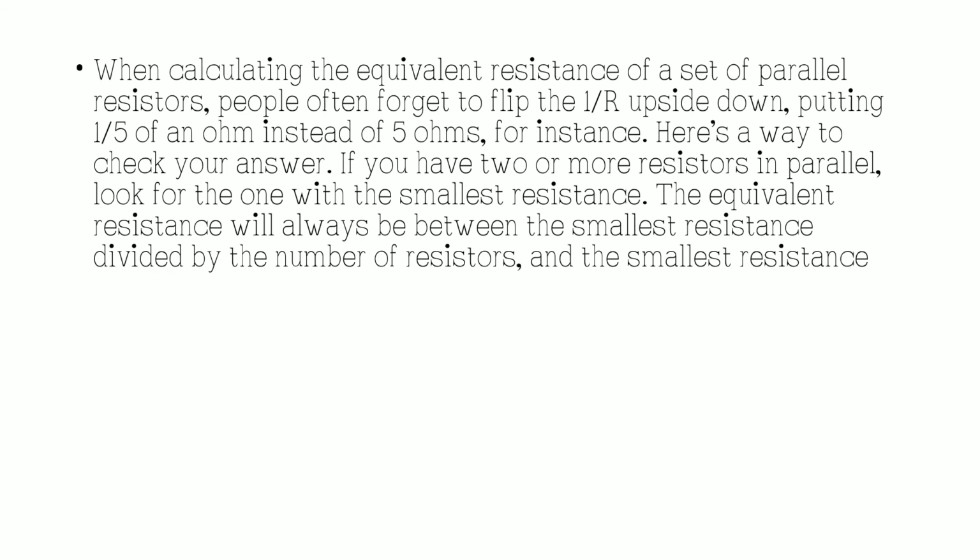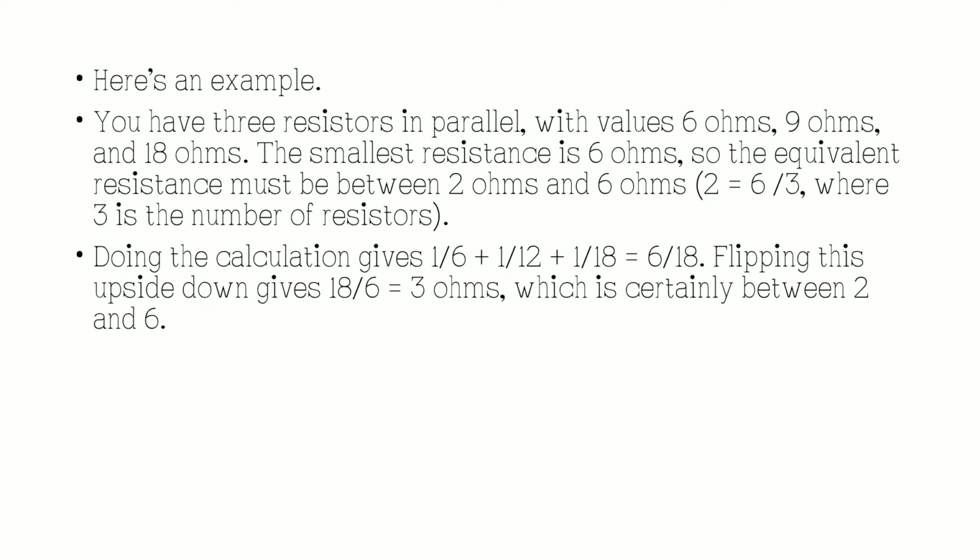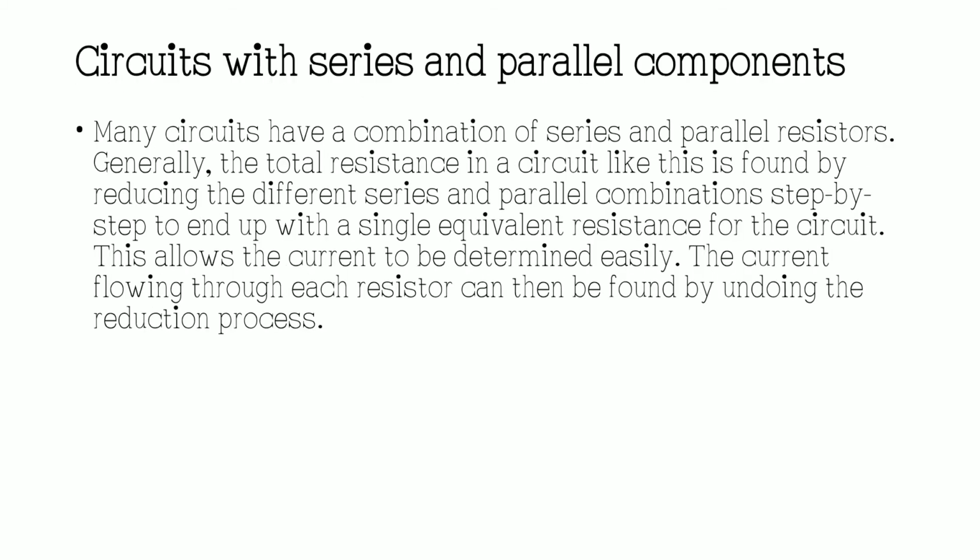So when calculating the equivalent resistance of a set of parallel resistors, people often forget to flip the 1 by R upside down, putting 1 by 5 of an ohm instead of 5 ohms. Here is a way to check your answer. If you have 2 or more resistors in parallel, look for the one with the smallest resistance. The equivalent resistance will always be between the smallest resistance divided by the number of resistors and the smallest resistance. Here is an example. So if you read this example, you will understand how we are calculating.